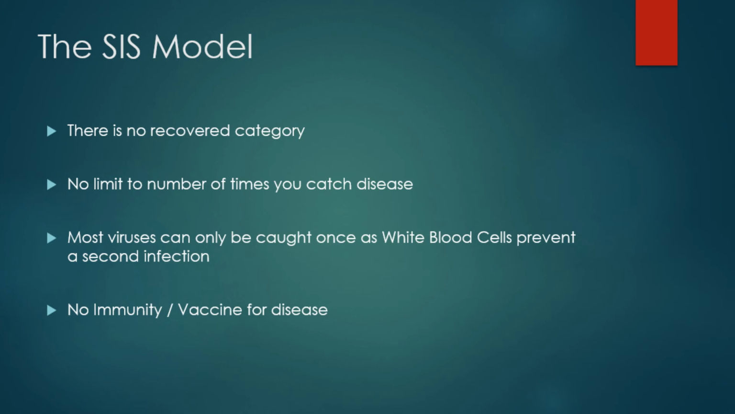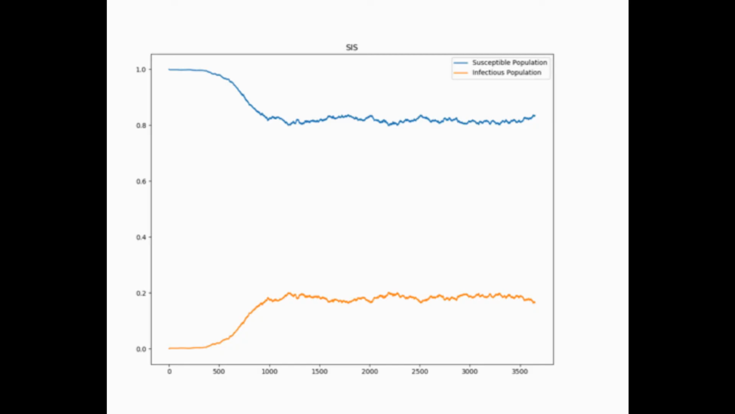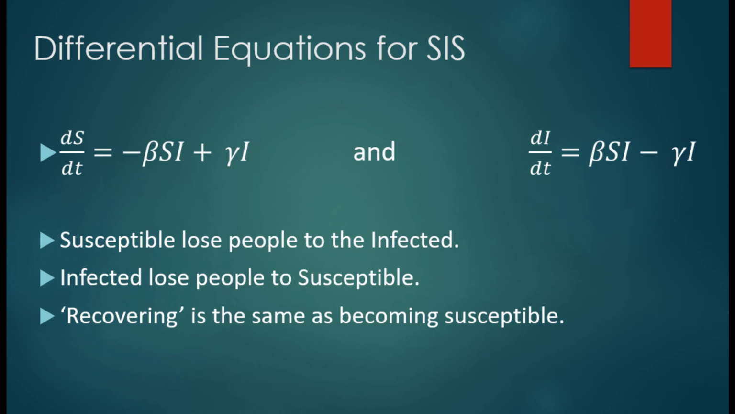So if we look at this graph, we can see that the susceptible population starts at the maximum and infectious starts at the minimum. However, this time not everyone gets the disease, as there are constantly changing numbers of people going from ill to being healthy, and these counteract each other, so there's no point where everyone's susceptible or everyone's infected. Then we can create two equations from this, where dS/dt equals minus beta SI plus gamma I. So we also have dI/dt equals beta SI minus gamma I.